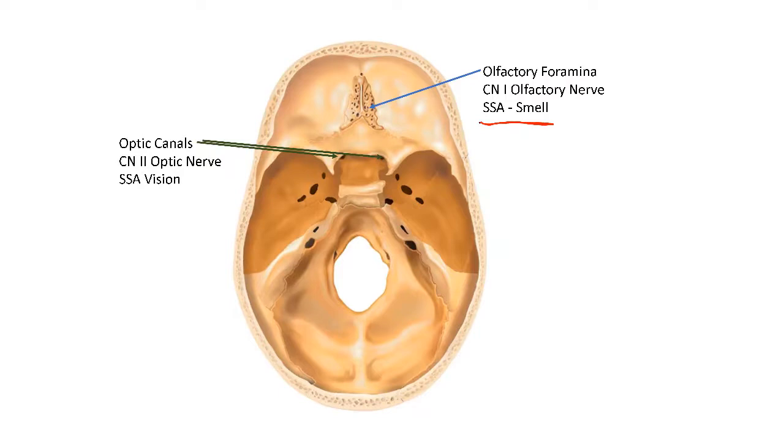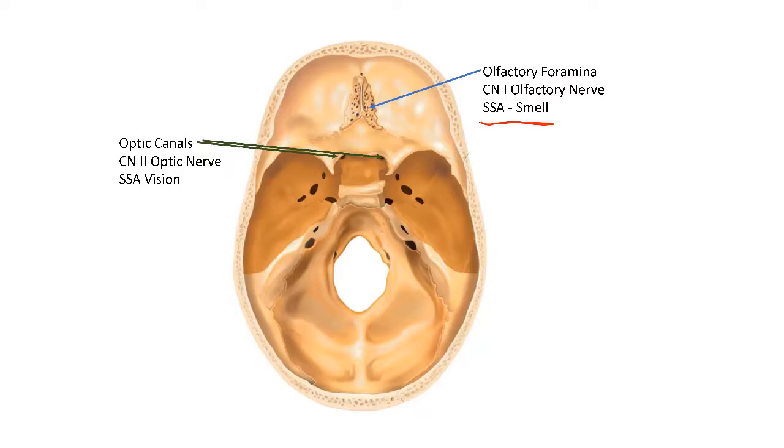This piece right here has all the information you need. We have the number 1, the name, olfactory nerve, the foramen of exit being the olfactory foramina, the modality is SSA, and the function is smell. So that's how I'm going to do each of these nerves.